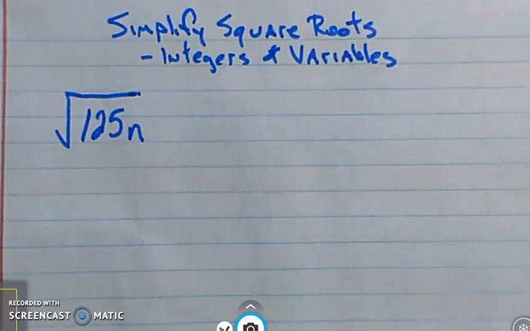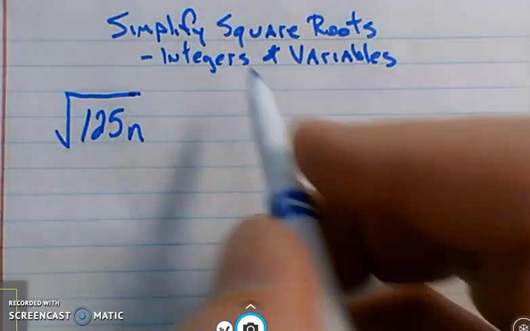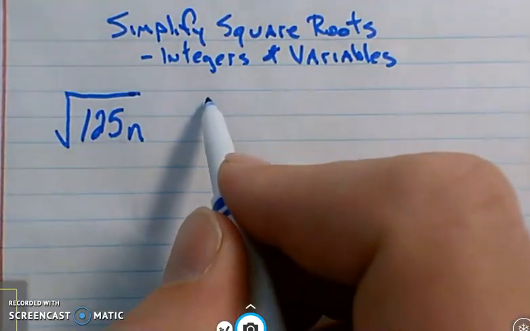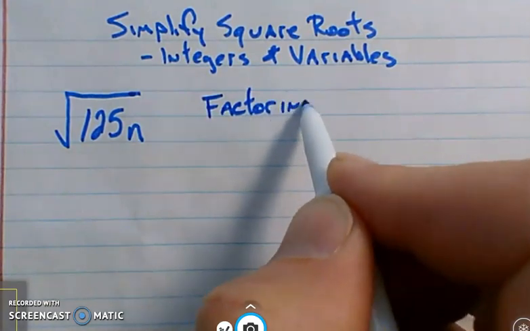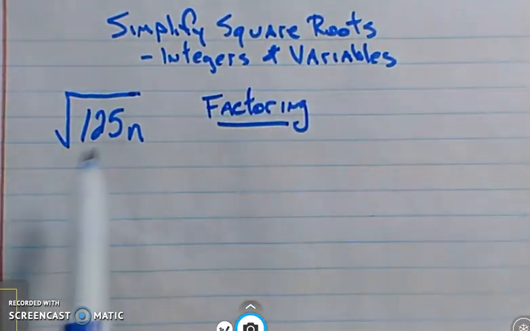Okay, good morning. Today we're going to combine two skills that we've already practiced, simplifying square roots with integers and simplifying square roots with variables. I've got two quick examples for you, just going to combine those two skills together. First off, I'm going to approach this problem simply with our factoring technique. And I'll approach both the integer and the variable the same way.